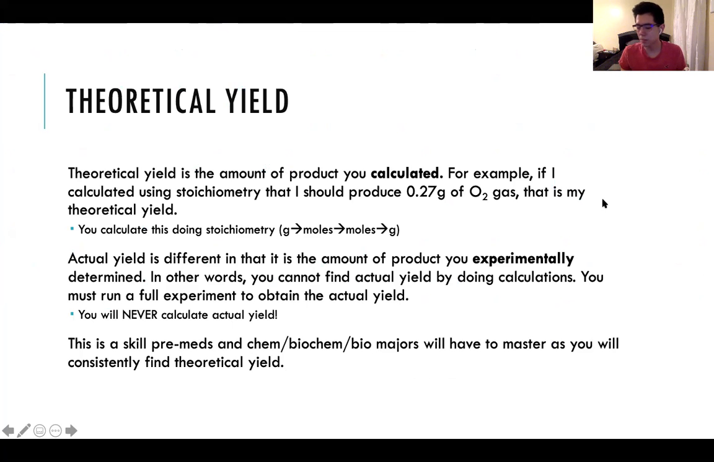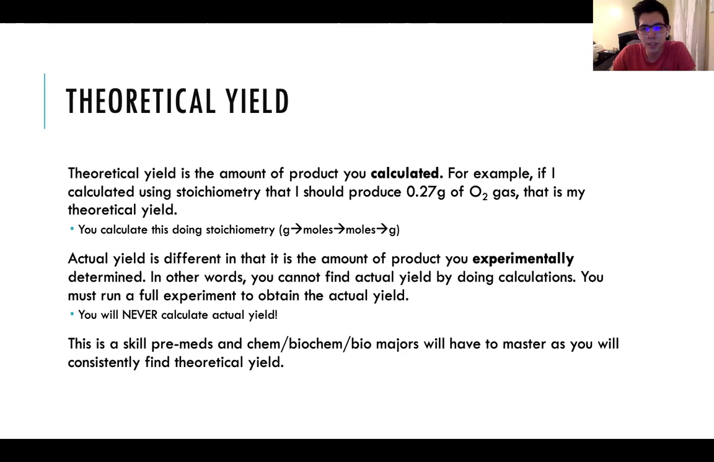So let's go over what theoretical yield means in chemistry. It's essentially the amount of product that you calculated you should maximally obtain. For example, if I calculated using stoichiometry that I should produce 0.27 grams of O2 gas, that is my theoretical yield. That is the maximum amount of oxygen gas that I can get out of this reaction. And of course, I do this by using our stoichiometry methods which we learned so far already. So we'd go from grams to moles, moles to moles, and then moles back into grams.